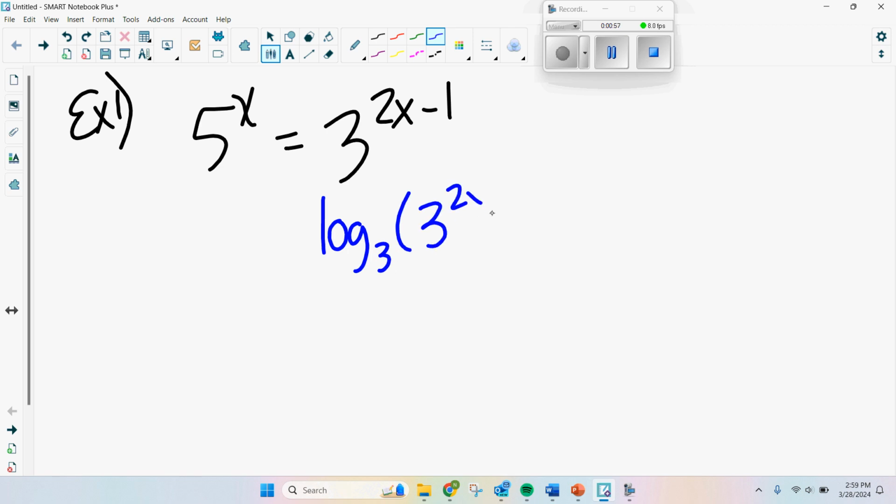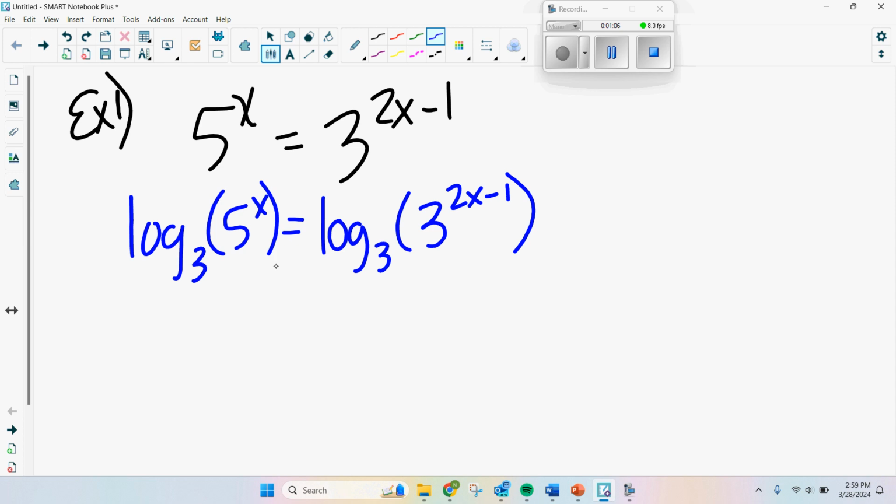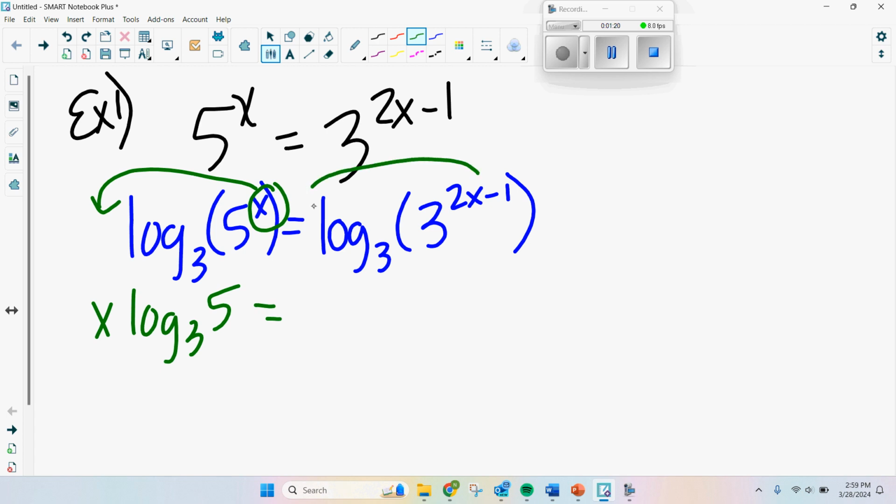So if I write it like this, I'm allowed to do that as long as I take log base 3 on this side as well. Now, we know based on our exponent rules that when you have a power on a logarithm, you can move it to the front. So I can rewrite this as x log base 3 of 5. And I can rewrite this as 2x minus 1 times log base 3 of 3.